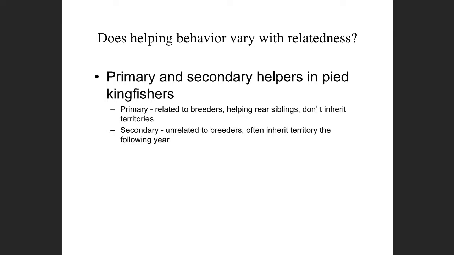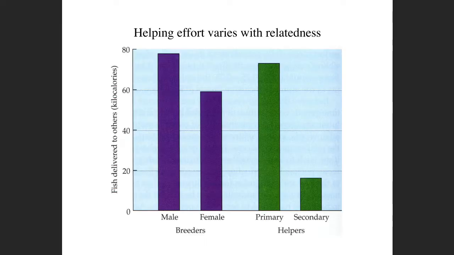But what's really interesting in this example is that the primary helpers work much harder than secondary helpers, right? That's what this figure is showing. Whenever you look at any graph, even grown-ups, the first thing we do is look at the x and y axes. Remember, the x-axis is considered the explanatory variable. Sometimes it's called the independent variable, but explanatory is better.